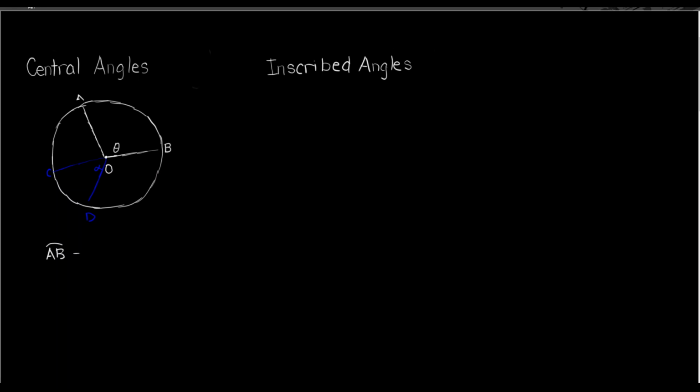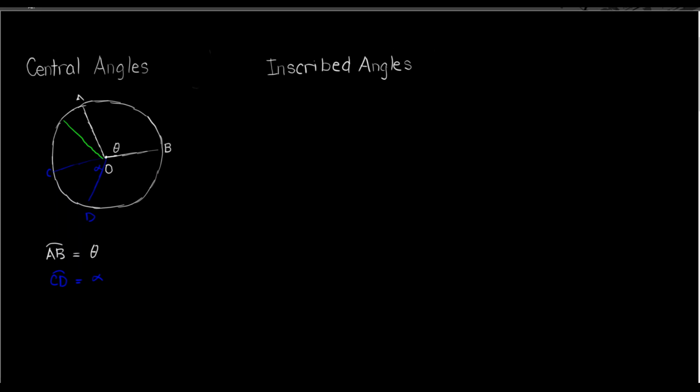Well, it turns out that the degree of arc AB is equal to the degree of the central angle subtending the same arc. So in this case, the value of arc AB would be equal to theta, and the value of arc CD would be equal to alpha. So that's pretty neat. And this doesn't just work for the two angles I've drawn here. It actually works for any angle we choose to draw.